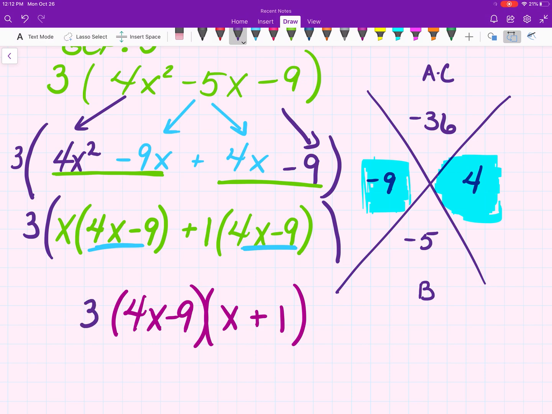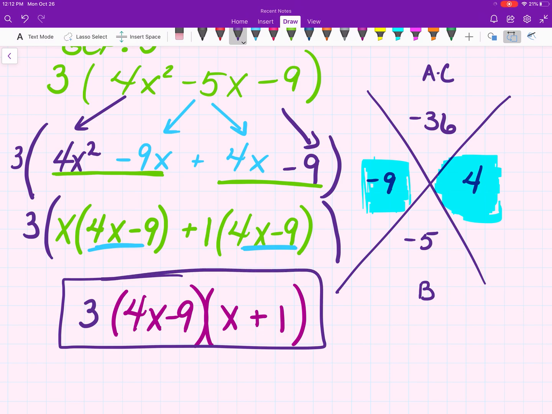And so then you write your 3 on the outside. And these are our factors. Okay? Now again, some of you are like, oh my gosh, that's a whole lot of work. I like the box method better. That's why I'm showing you all 3. It just depends on the way your brain works.